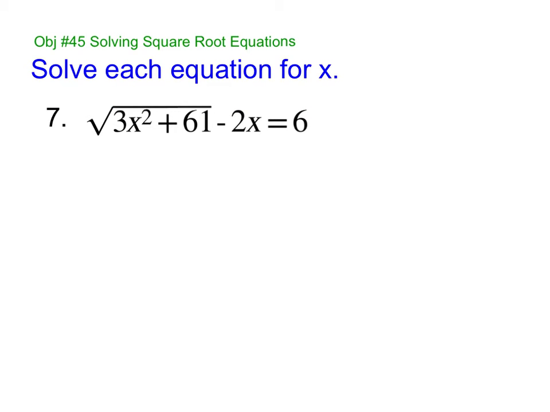All right, same process. Take a few minutes, try to solve this on your own. All right, so I got my 3x squared plus 61. I'm moving that 2x to the other side. And then I'm going to square both sides.